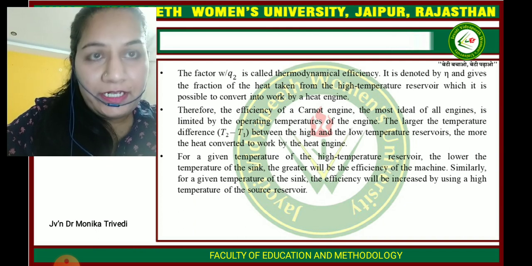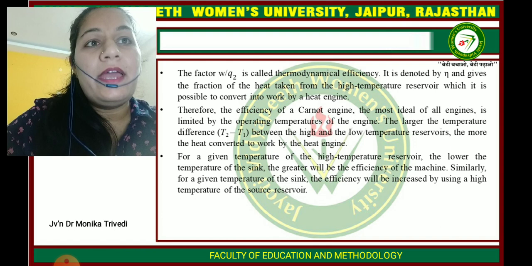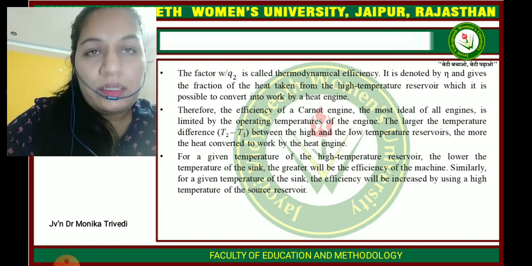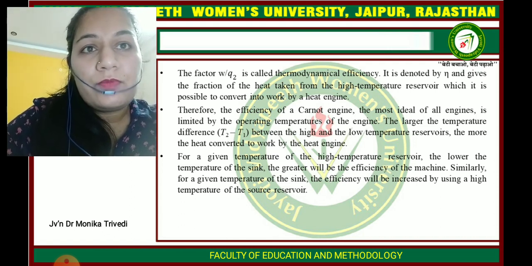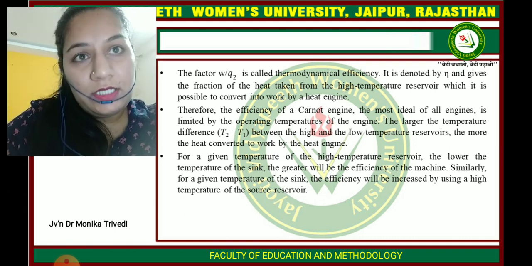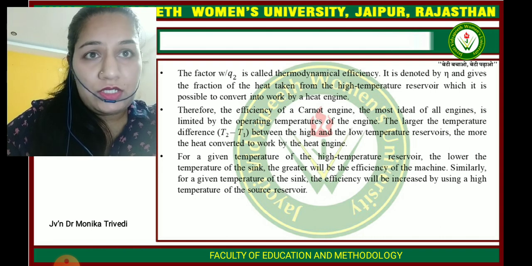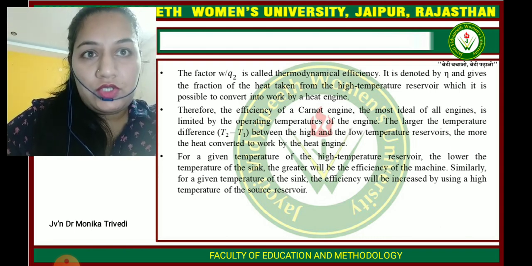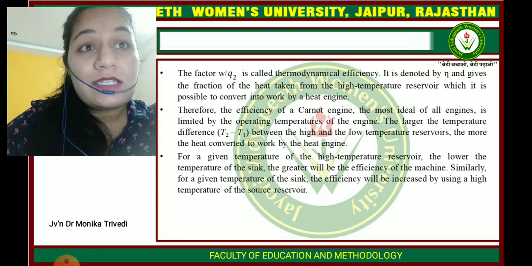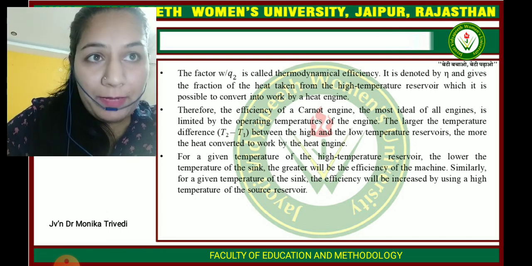The factor W/Q2 is called thermodynamic efficiency. It is denoted by eta, and gives the fraction of the heat taken from the high temperature reservoir which can be converted into work by the heat engine. Therefore, the efficiency of the Carnot engine, the most ideal engine, is limited by the operating temperatures of the engine. The larger the temperature difference T2 minus T1 between the higher and the lower temperature reservoirs, the more heat is converted to work by the heat engine.